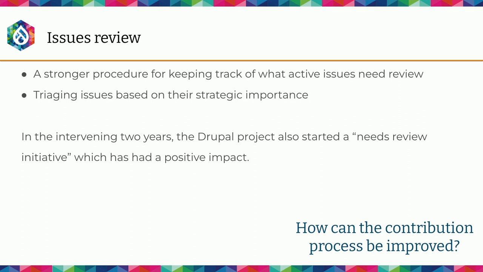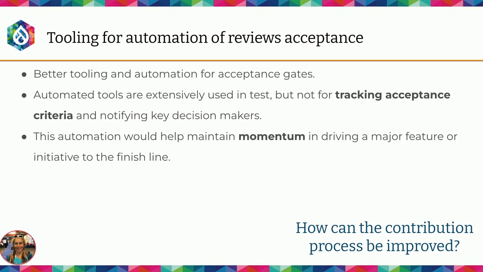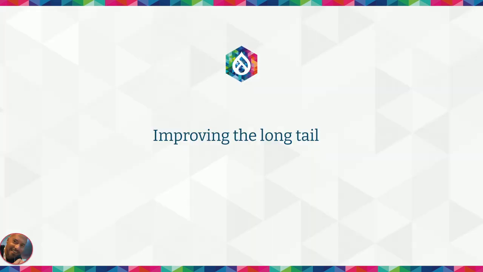Second point is we need to have stronger procedures for keeping track of what active issues need review and prioritize them, and have better triaging based on strategic importance of issues. And tooling. We have lots of automated tools for testing the code, but tracking acceptance criteria and notifying key decision makers can be significantly improved. And this automation will help maintain momentum while driving major feature initiatives to the finish line. And finish line are key words here.